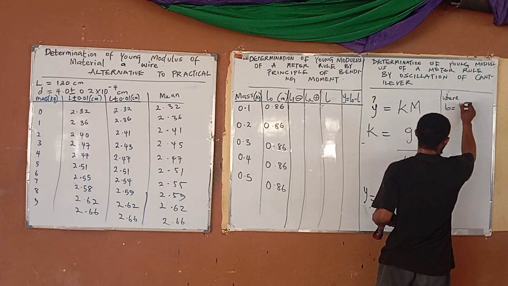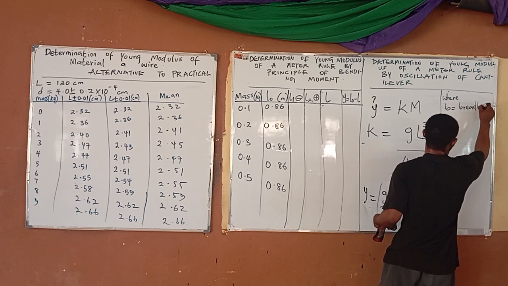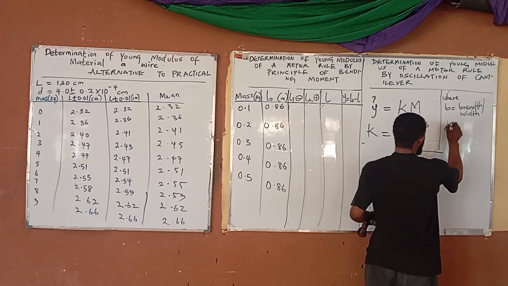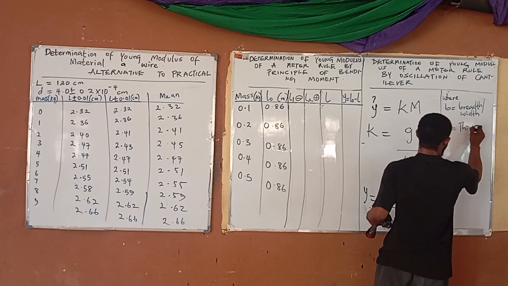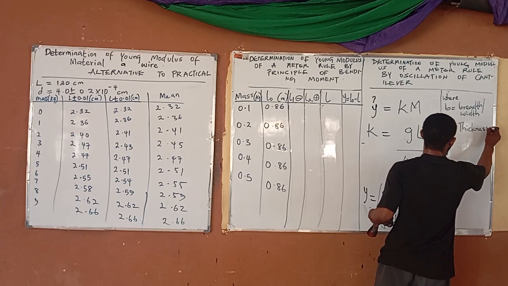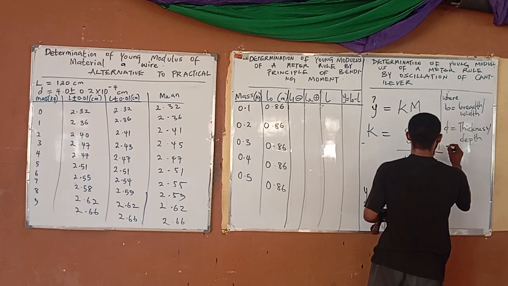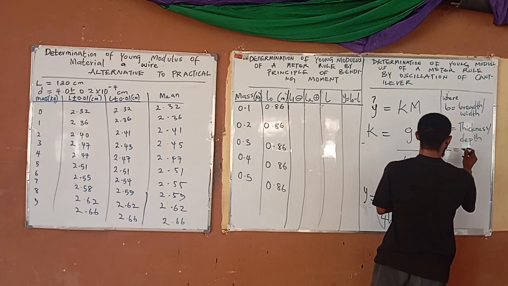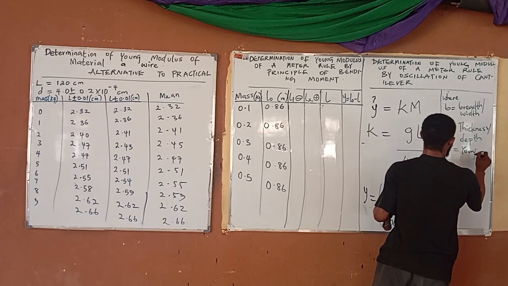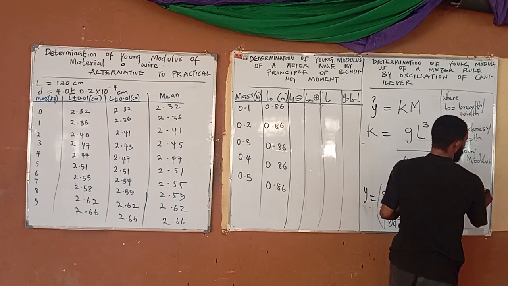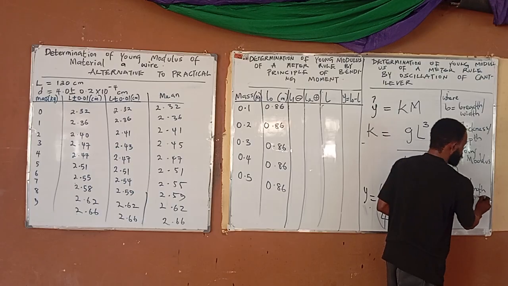b is simply breadth, or you say width of the meter rule, while d is simply thickness or depth of the meter rule, while E is simply Young modulus. And then L is simply the length of the meter rule you used for that practical.